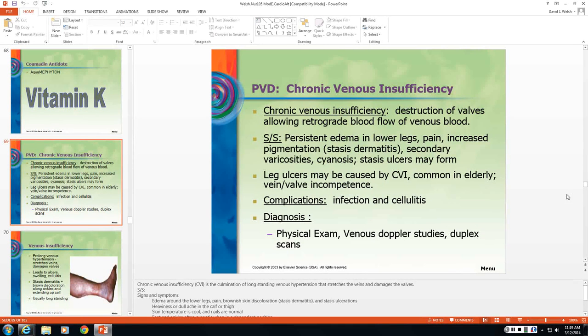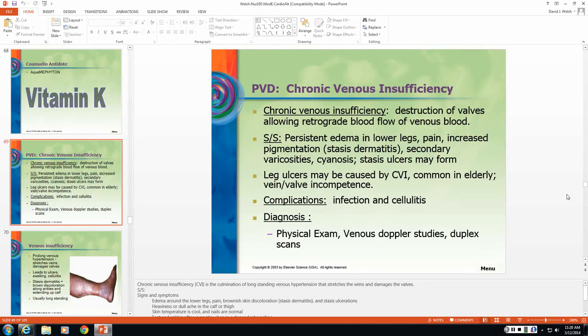Now let's look at PVD. Basically, it is chronic venous insufficiency. Your chronic venous insufficiency is going to be caused by destruction of the valves, allowing retrograde blood to flow back through the venous blood. Their signs and symptoms are going to be persistent edema in the lower legs. So remember that. Edema in the lower legs, pain, increased pigmentation, so stasis dermatitis, secondary varicosities, cyanosis, stasis ulcers also can form.